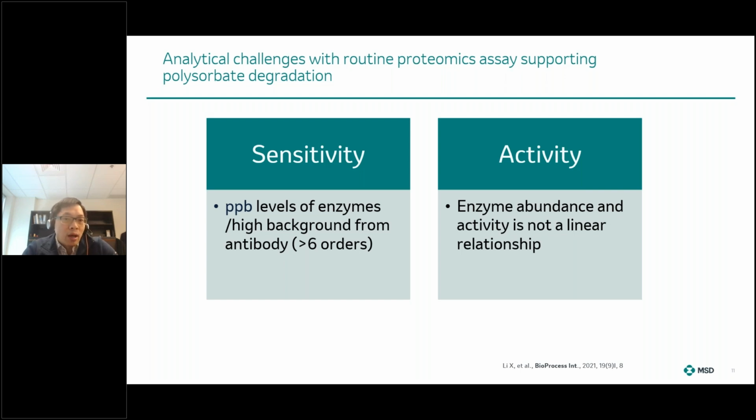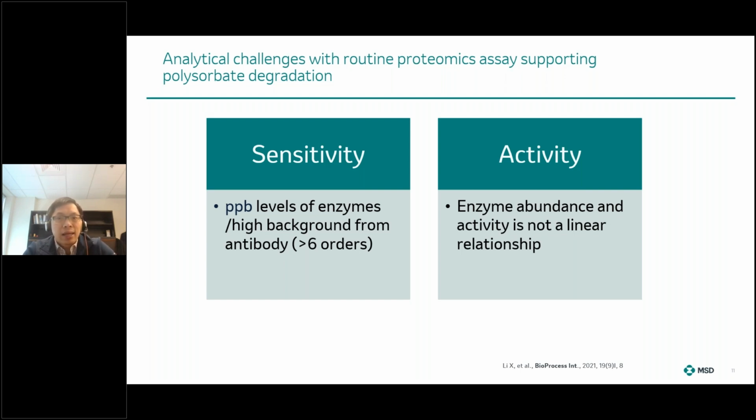We know for mass spec, the typical dynamic range is 4 to 5 orders, right? Another challenge is about the activity. We know that enzyme abundance and activity do not have a linear relationship. So how can we solve those challenges, right?